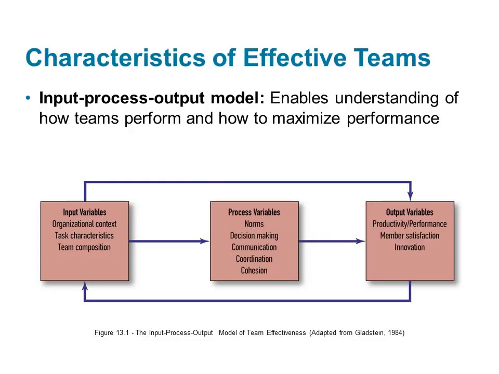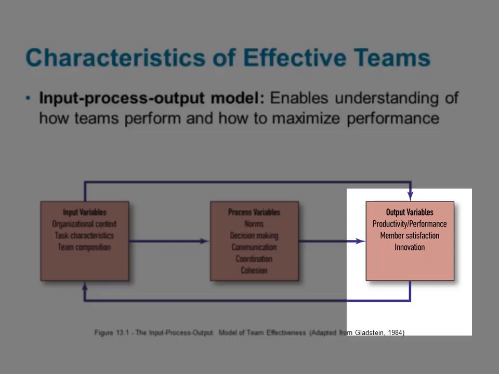Process variables include group dynamics and other events that influence how inputs are transformed into outputs. Things like norms, decision-making, communication, coordination, and cohesion.